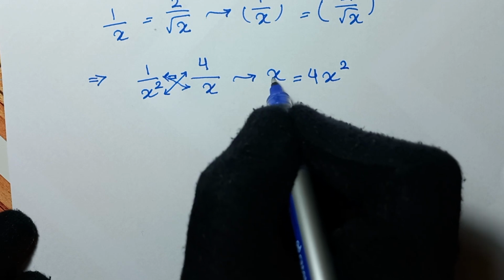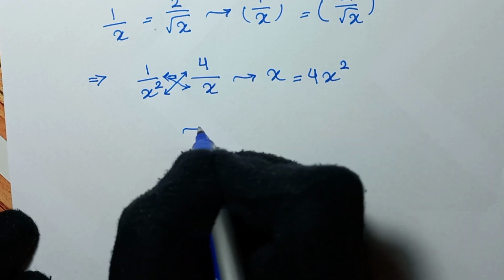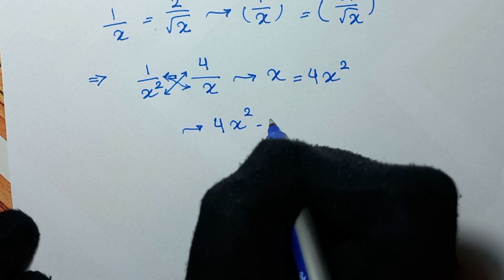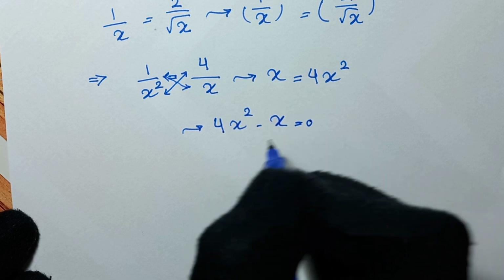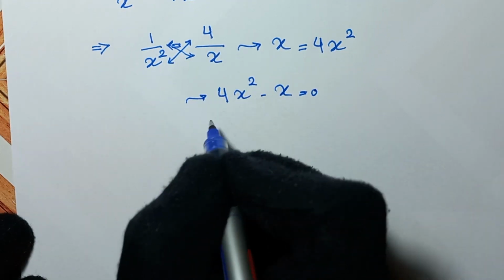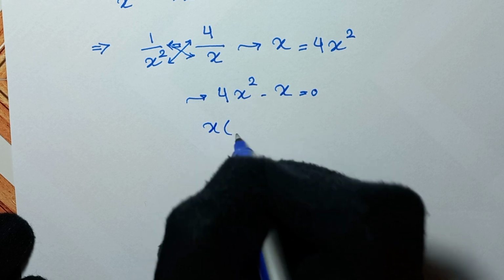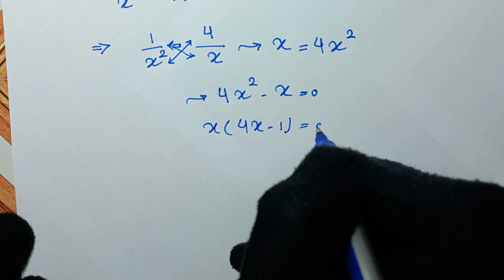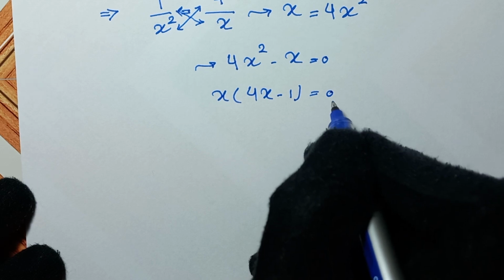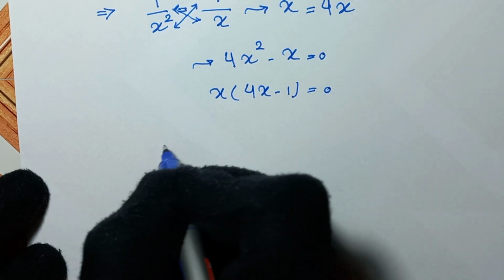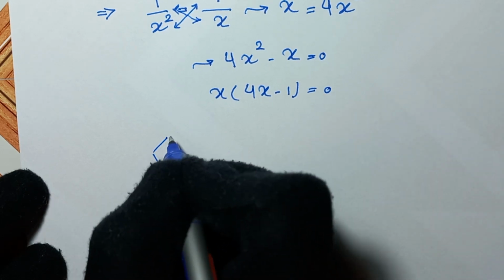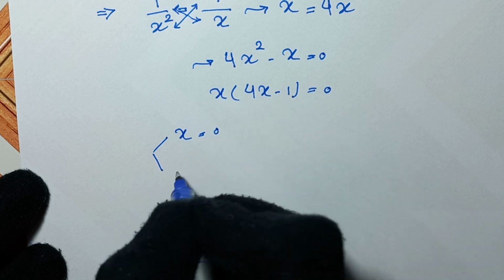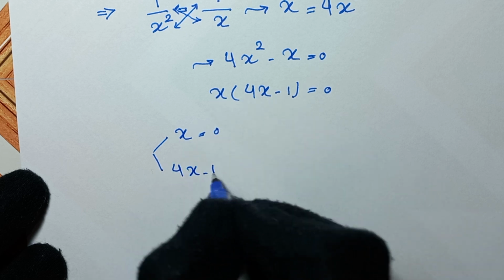And next step, we'll move this to this side, so it will be 4x squared minus x is equal to 0. And here, we factor x, so it will be x times 4x minus 1 is equal to 0. In here, we have two solutions for x. x is equal to 0, or this 4x minus 1 is equal to 0.